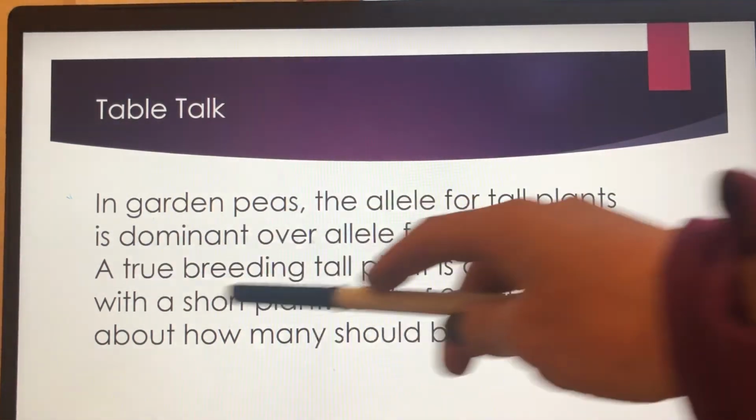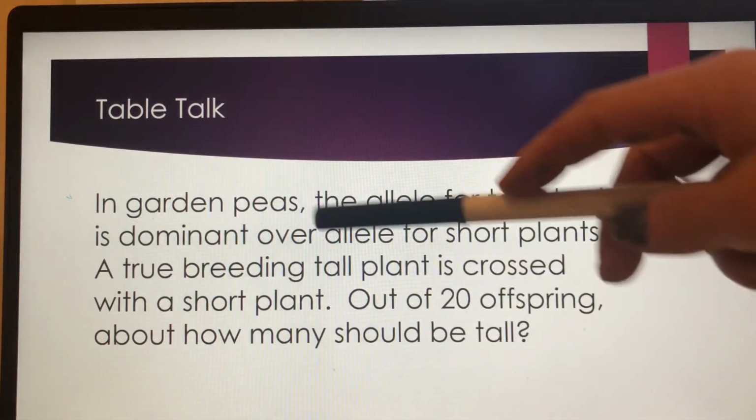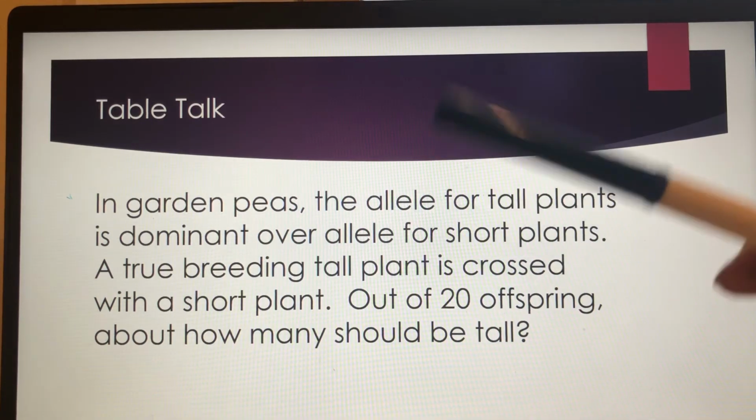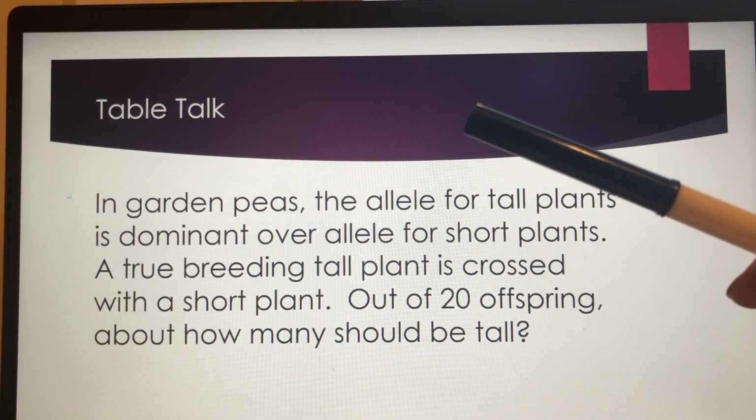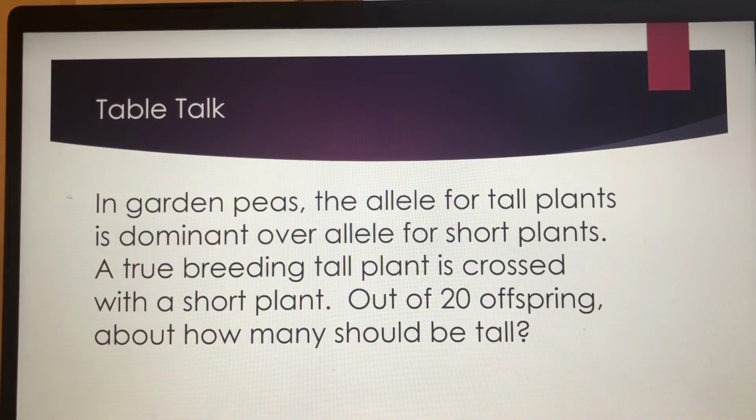True breeding means that there isn't a recessive allele hiding underneath. You could have a true breeding homozygous recessive, or a true breeding homozygous dominant. Either way means true breeding. It can only give that trait, or that gene. So it's another way of saying homozygous. A true breeding tall plant is crossed with a short plant. Now, up here it says tall is dominant over short. Out of 20 offspring, how many should be tall?